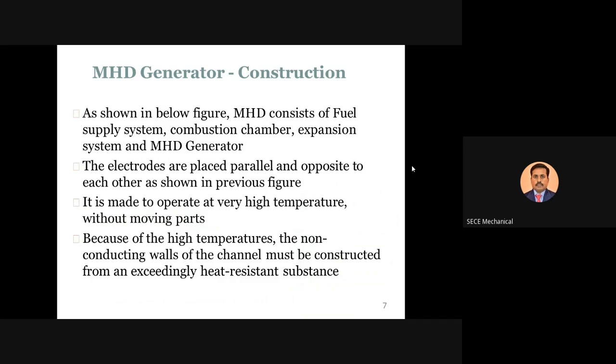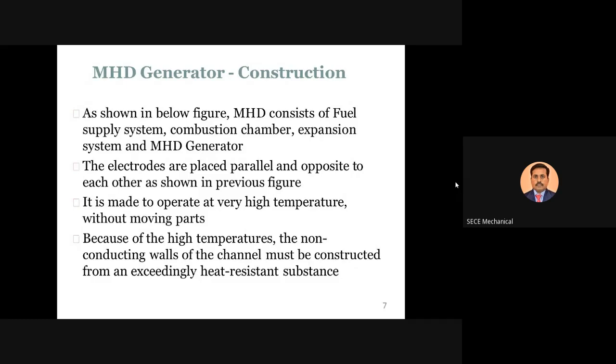As shown in the figure, the MHD generator consists of a fuel supply system, combustion chamber, expansion system, and MHD generator. The electrodes are placed parallel and opposite to each other, as shown in the previous figure. It is made to operate at very high temperature without moving parts.